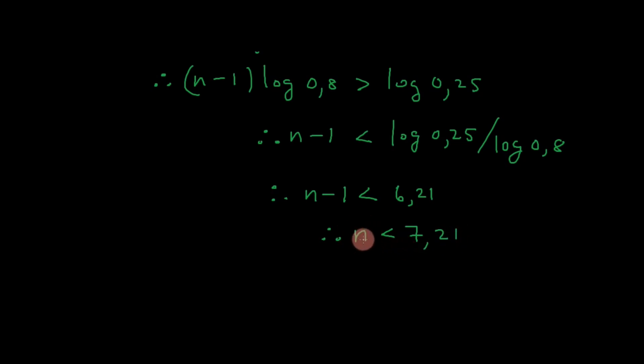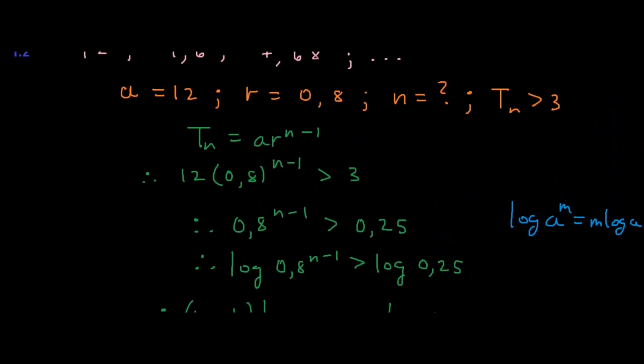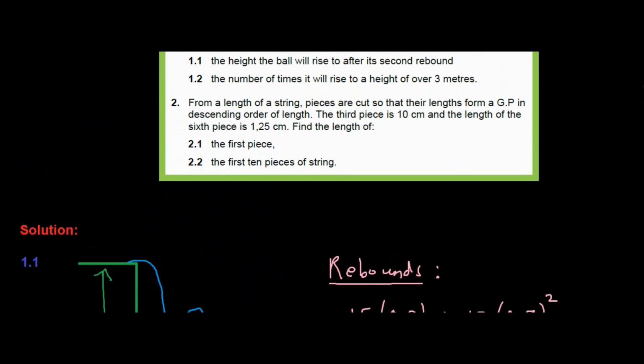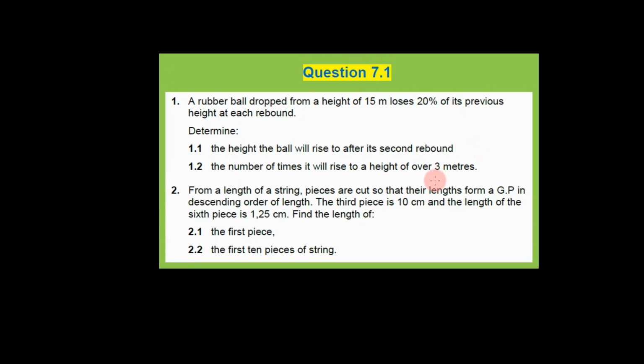Now, n is the number of terms. It must be a natural number. And the natural number just below 7,21, of course, is 7. So n is equal to 7. So that means that there are 7 terms in this sequence that will be greater than 3. So the number of rebounds that will reach a height of over 3 meters is 7.